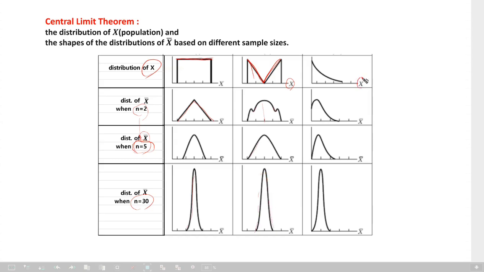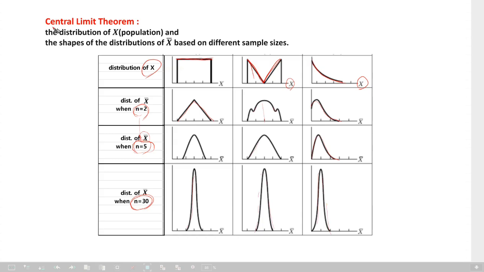Even in this case, the population x has a distribution like this. It is exponential or some reverse function. Anyway, like this, then with n equal to 2, the sample mean follows this kind of distribution. N equal to 5, the sample mean has this distribution. When the sample size is 30, the distribution of x bar is going to be like this, very close to a normal distribution.